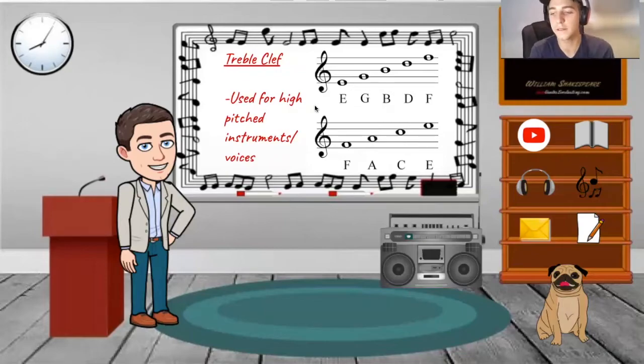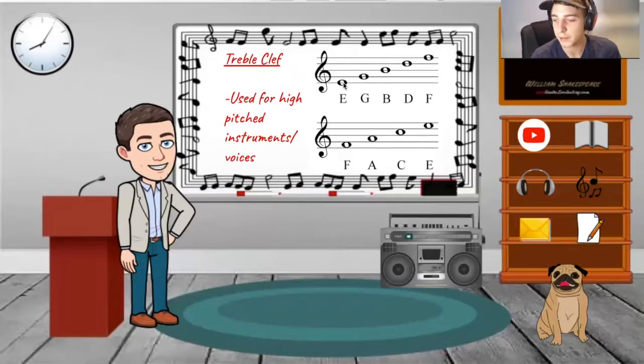So our first clef that we need to learn is treble clef, and it's also known as a G clef because if you can see here, it kind of wraps around the G line of the treble clef staff. So see how that kind of lines up with this note G here? And the treble clef is typically used for instruments and voices that are in a higher register. So, you know, your flutes, your clarinets, that sort of thing will generally read in treble clef.